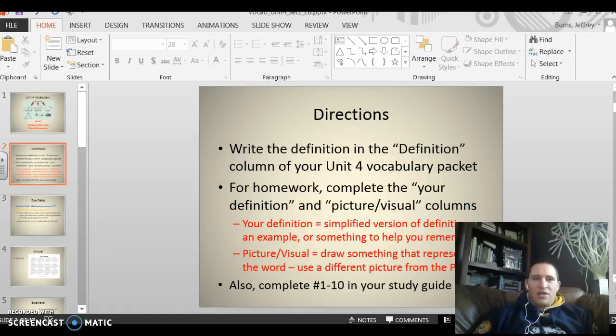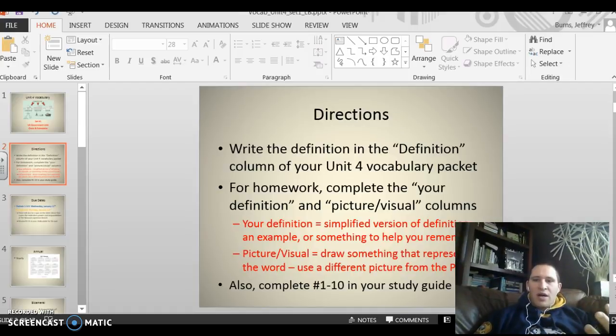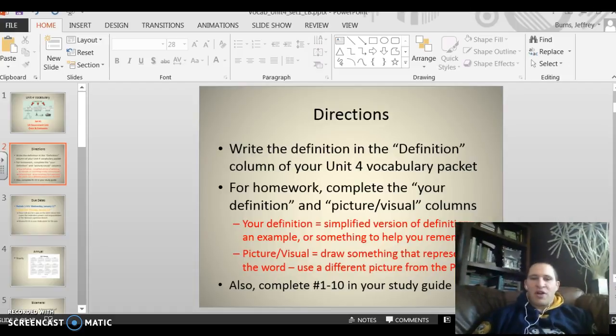So set number one is all about vocabulary. So remember, all about the legislative branch. Remember, when you do your vocabulary, your own definition needs to be a unique definition, something that's going to help you remember, or an example. And the picture visual should be colored, and it should represent the word in a way you can get things from the internet if you don't feel comfortable drawing.